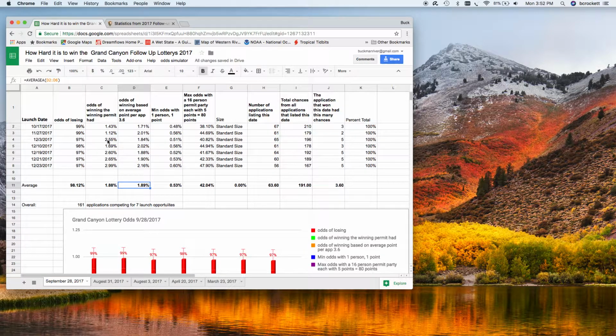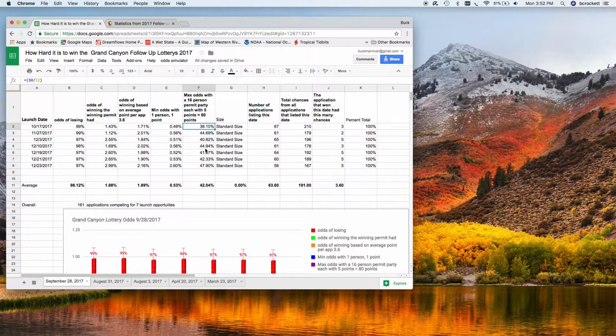Okay, other things to look at. If you had odds of winning the permit, the person with the highest odds, this person with 5 points on the lowest point day, had almost 3% odds, still very low. Our lowest point was November 27th at 1.2%. And then, of course, in column E, if you're a one-point person, your odds are less than 1% across the dates.